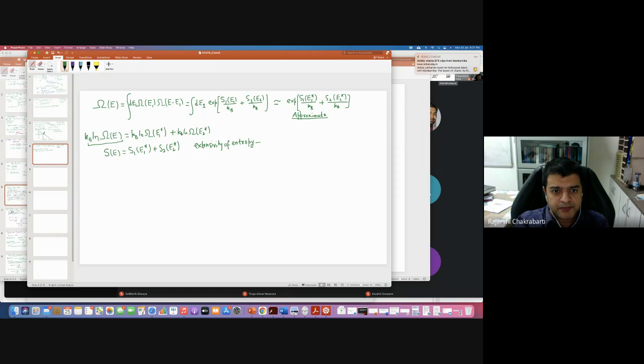Yes, sir. But the underlying assumption is that you have approximated that integral with one term, and this is called saddle point approximation. But how do I know which term will contribute most? Tell me. So what I need to do is extremize the exponent with respect to E1. Understand? You have to extremize the exponent.